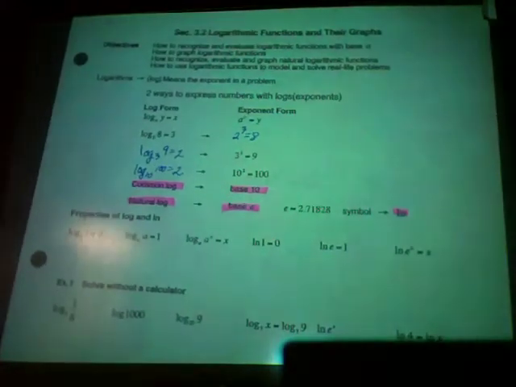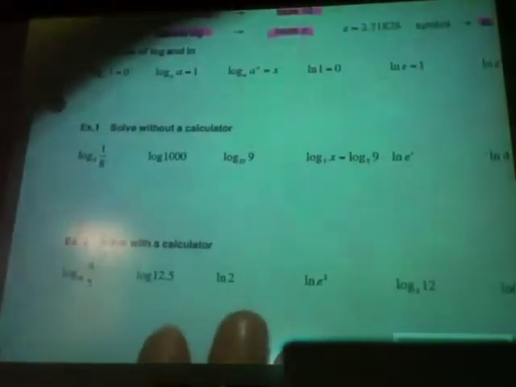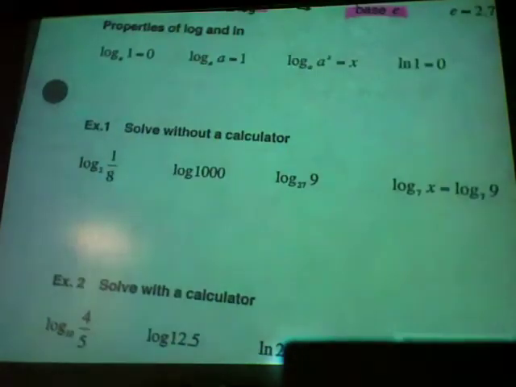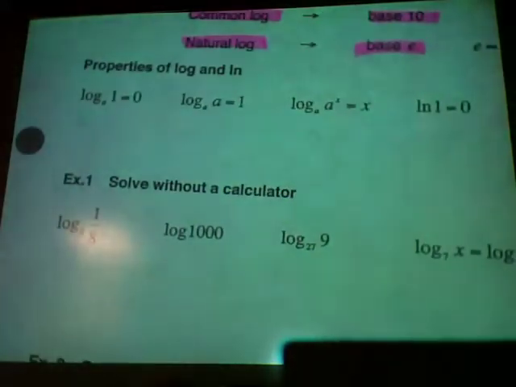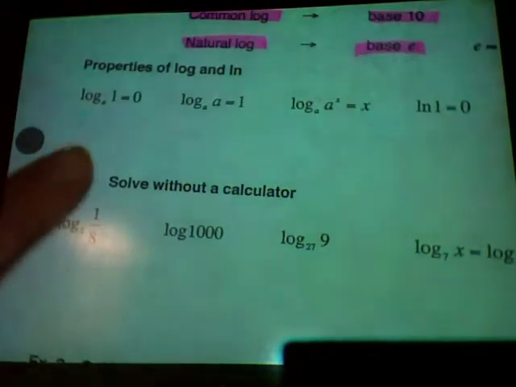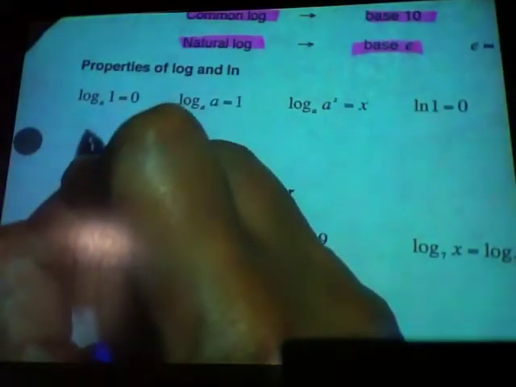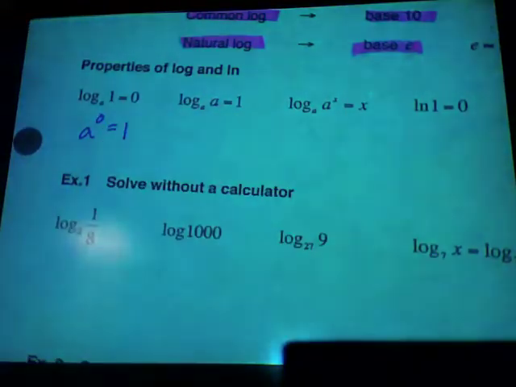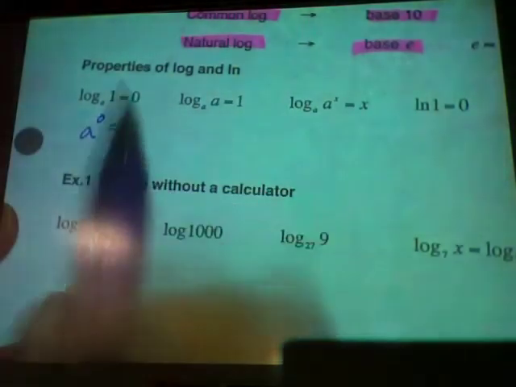All right, so let's look at some properties of log and natural log. Now these are things that you need to know and you need to be aware of, because it's going to help you solve some problems later on. So based upon this is the log form, let's just convert it to its exponential form. Base a to the 0 is equal to 1. We discussed this yesterday. What's anything to the 0 power? 1.